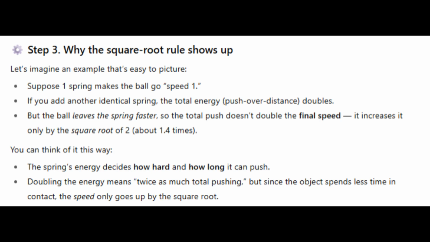Step 3. Why the square root rule shows up. Let's imagine an example that's easy to picture. Suppose one spring makes the ball go speed 1. If you add another identical spring, the total energy push over distance doubles. But the ball leaves the spring faster, so the total push doesn't double the final speed. It increases it only by the square root of 2, about 1.4 times. You can think of it this way. The spring's energy decides how hard and how long it can push. Doubling the energy means twice as much total pushing, but since the object spends less time in contact, the speed only goes up by the square root.